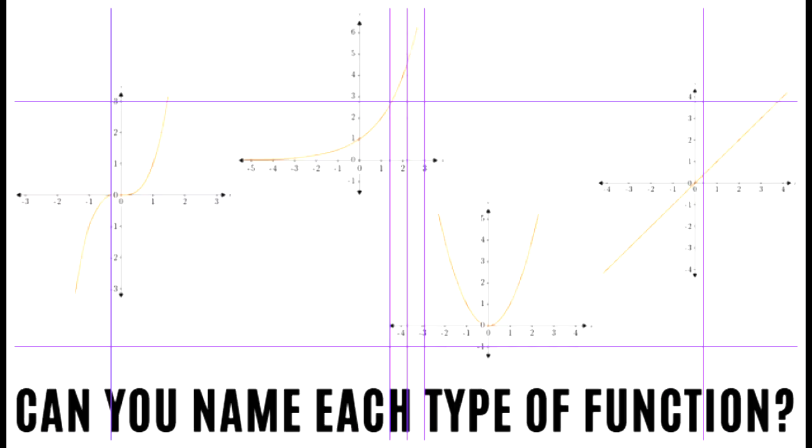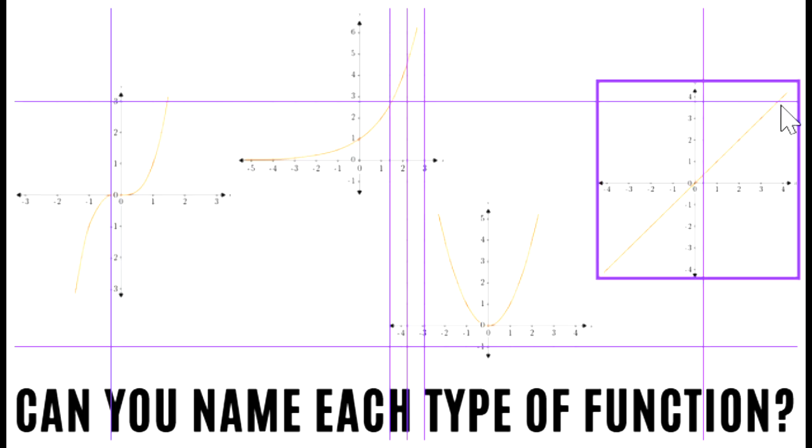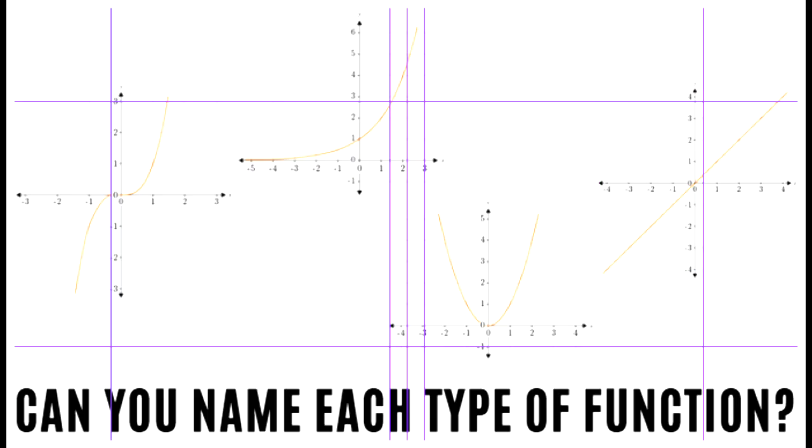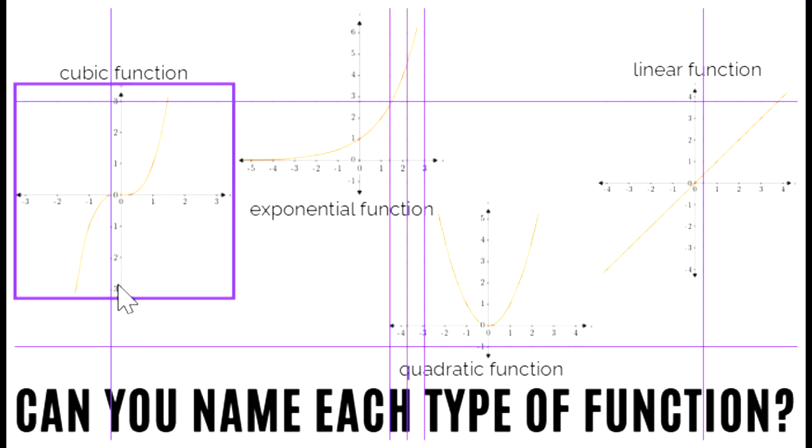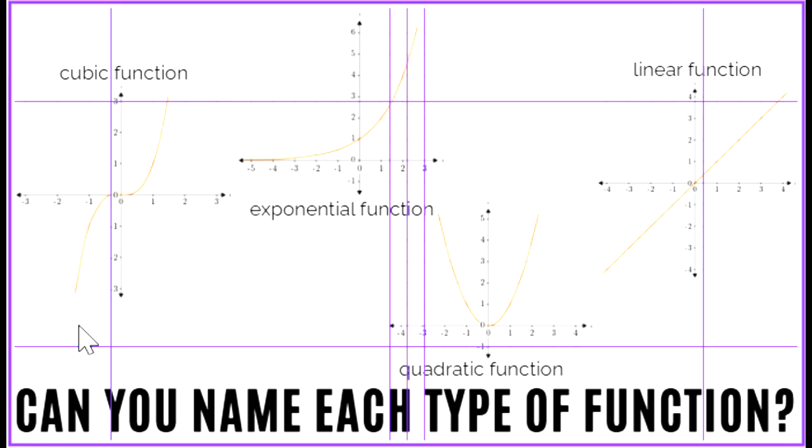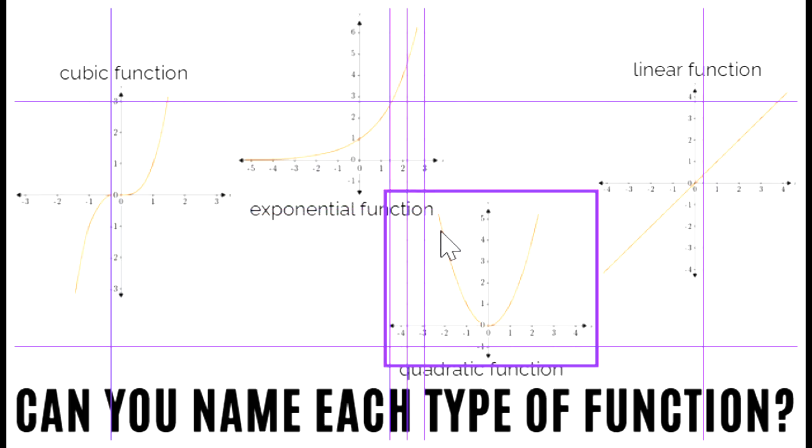So, they want to know, can you name each type of function? I'll give you a hint. This one right here is linear because it makes a line. See if you can figure out the others. This is a cubic, as in x raised to the power of 3. This is exponential. This is quadratic. Okay, this should be in your notes, if it's not.